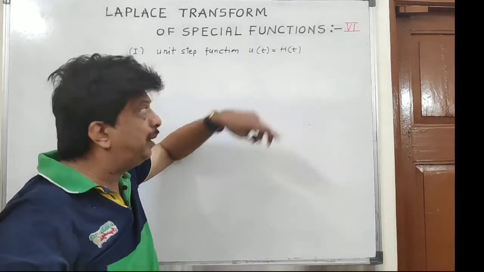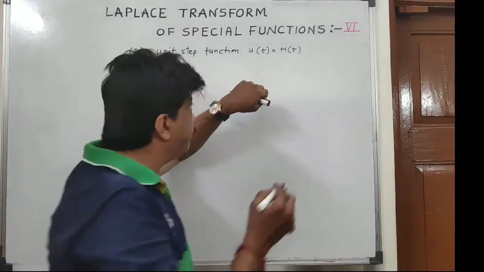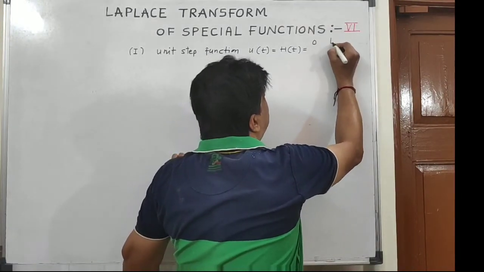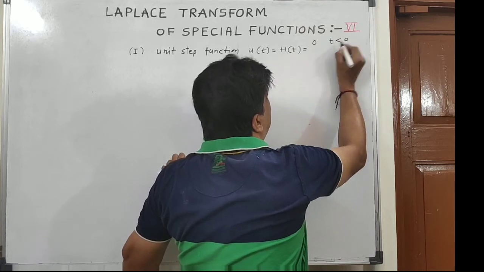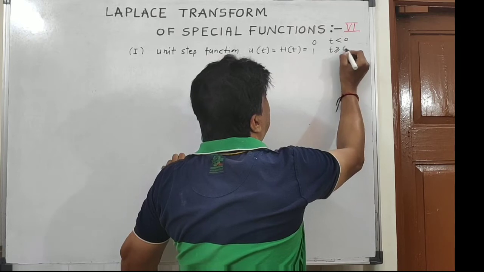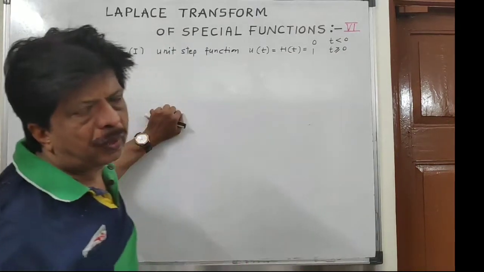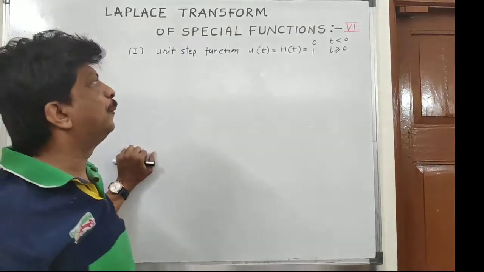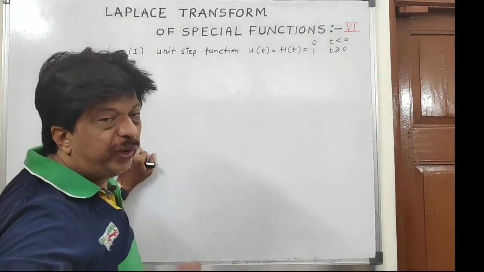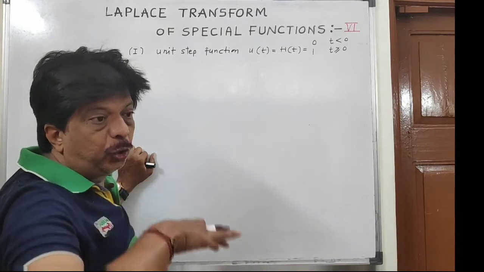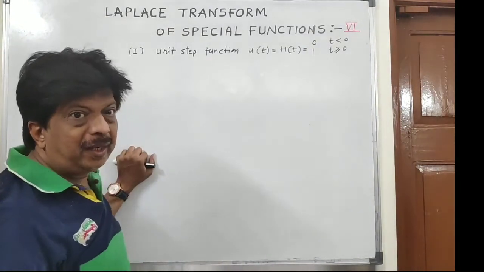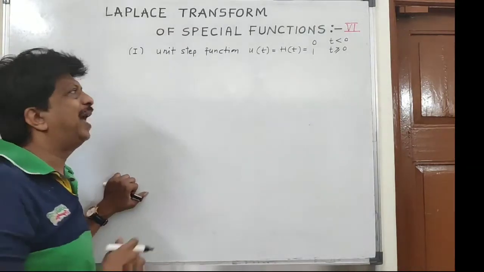Unit step function. H of t is equal to 0 when t is negative and is equal to 1 when t is non-negative, greater than or equal to 0. That is how we define this unit step function. It can be better understood by its plot or its graph.